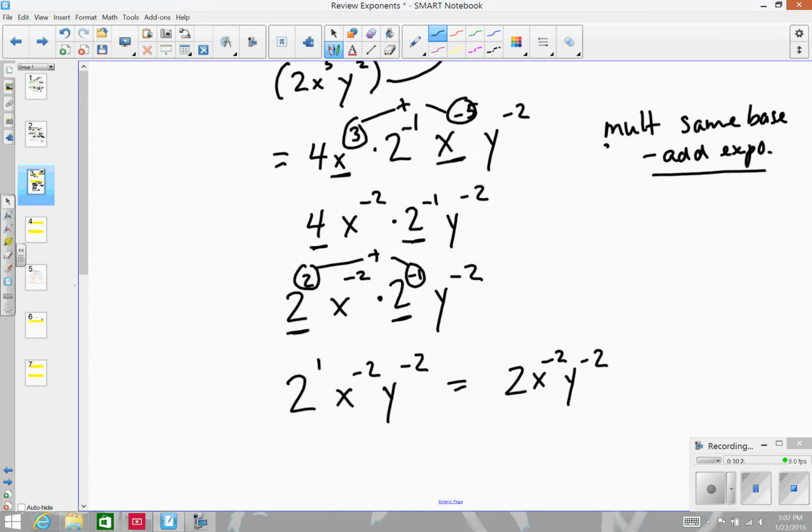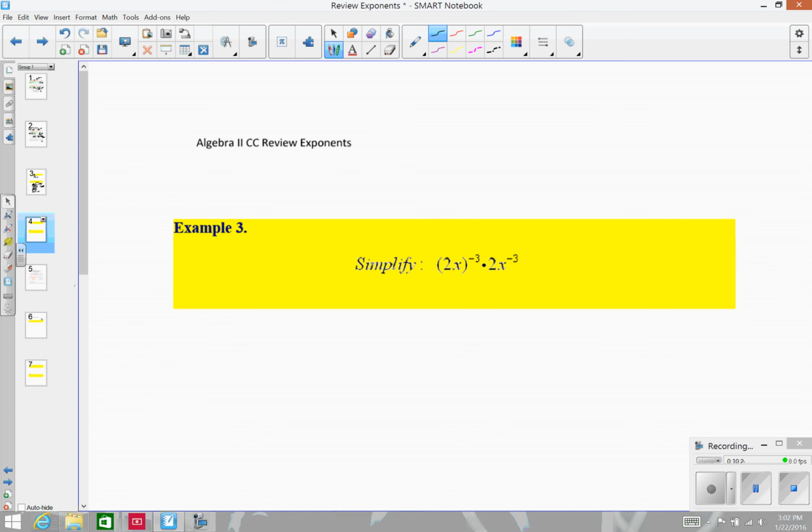Alright, moving on now. Next example. We are asked to simplify, and I have something in parentheses being raised to a power. So I'm going to take each of the terms in parentheses and raise them to that exponent. Gives me 2 to the negative third x to the negative third multiplied by 2 times x to the negative third. Now again, I'm going to look for same bases.